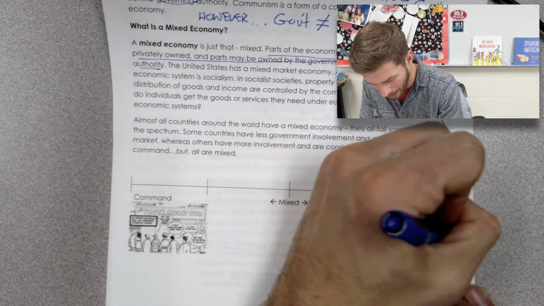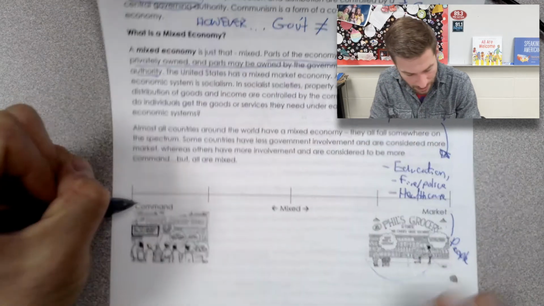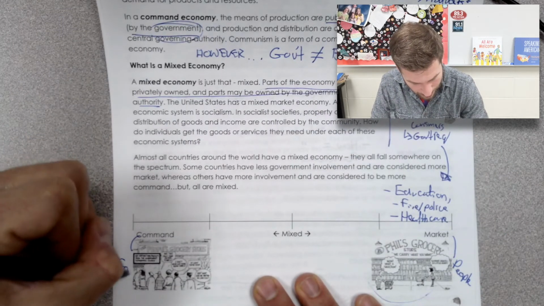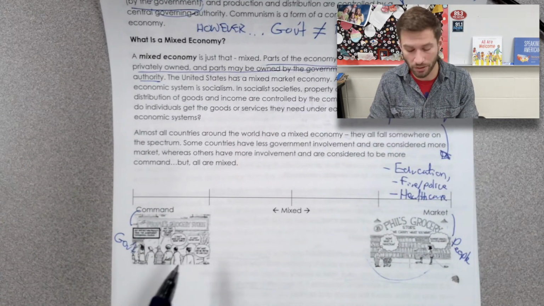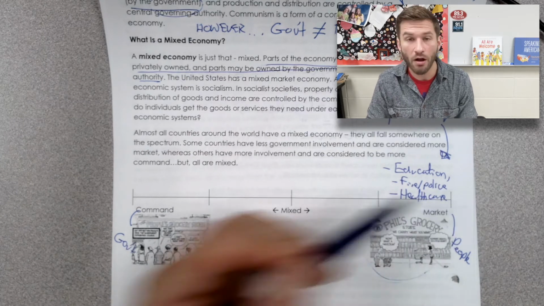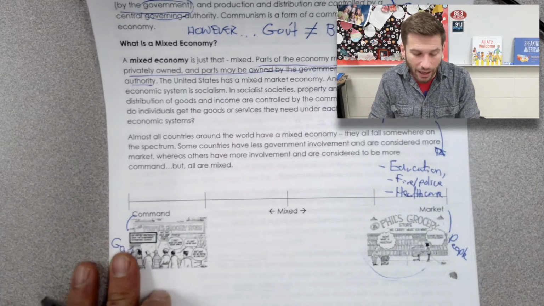And so on the market side, I'm just going to write people. And on the command side, I'm just going to write government. And again, I know that gets confusing because the People's Grocery Store is way over here, even though the market side is more people-based. So there we go.